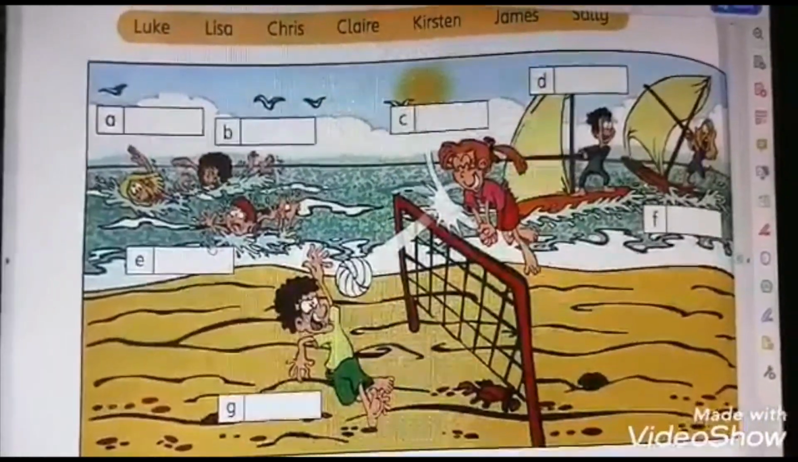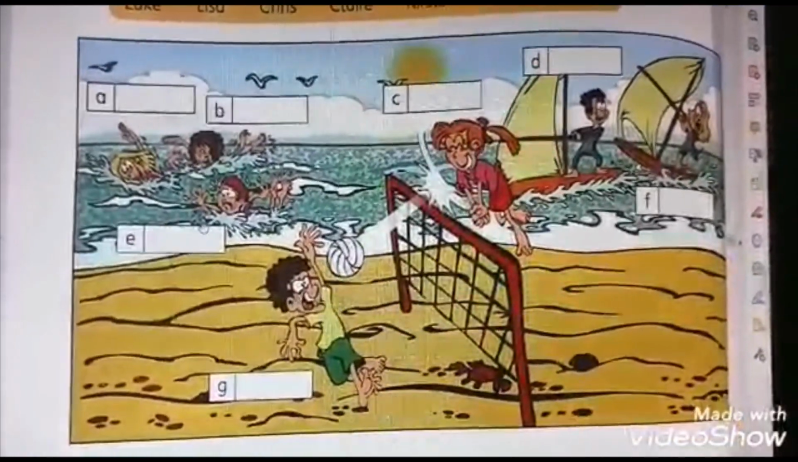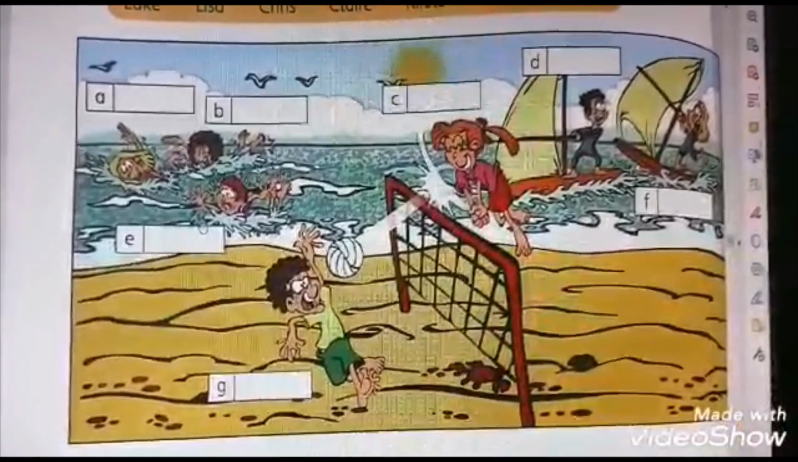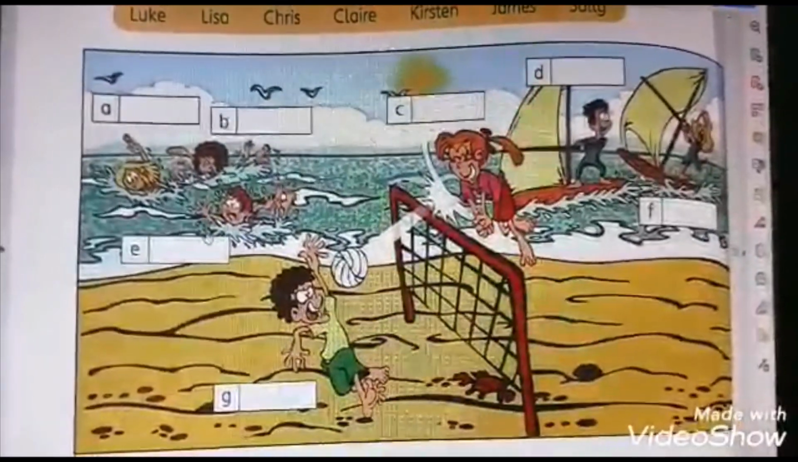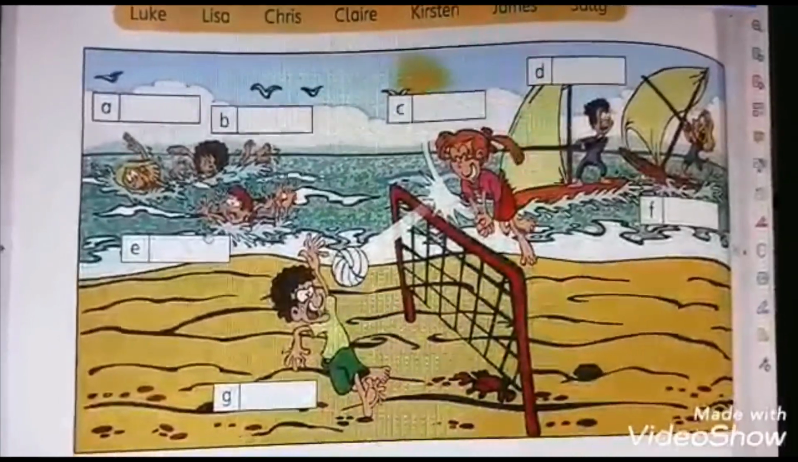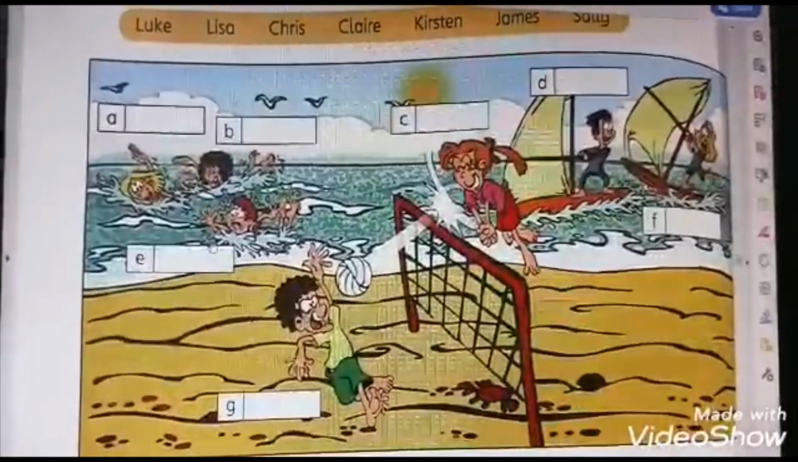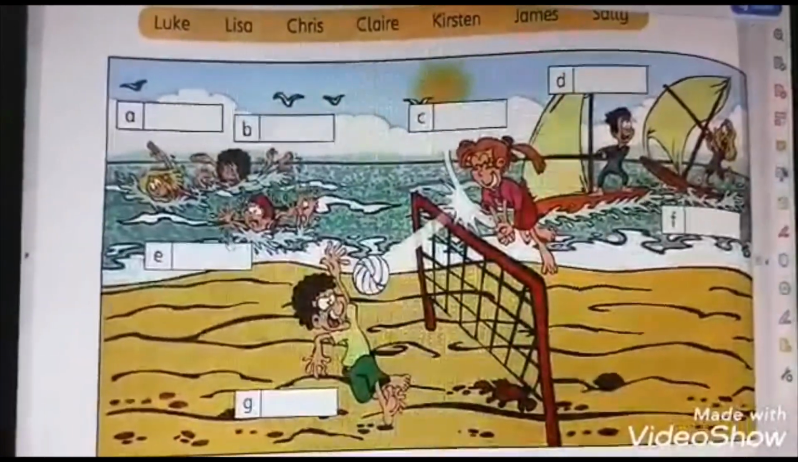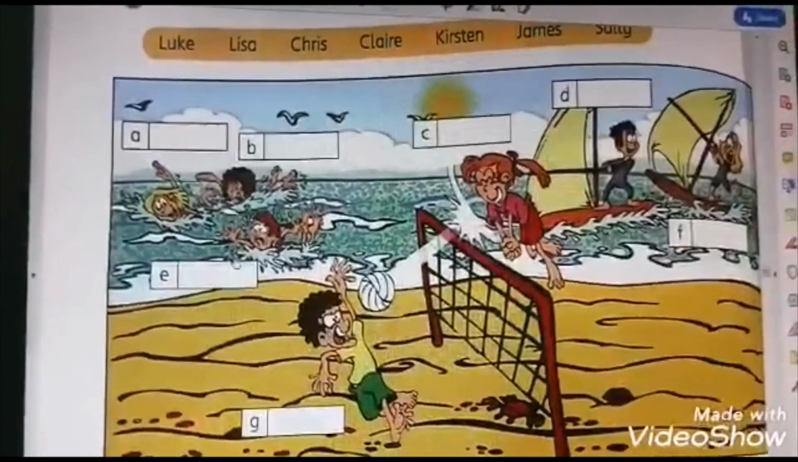Workbook. Let's play. Activity 1. Listen and write the names. 1. I love the sea. Me too. Who's that boy playing volleyball? That's James. He isn't very good, is he? James isn't very good at sports.